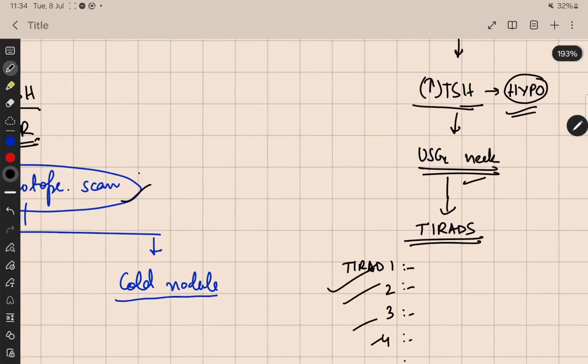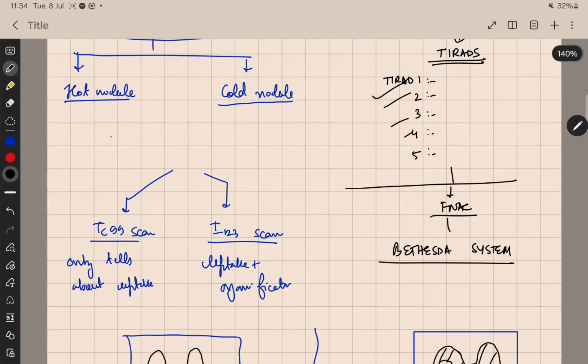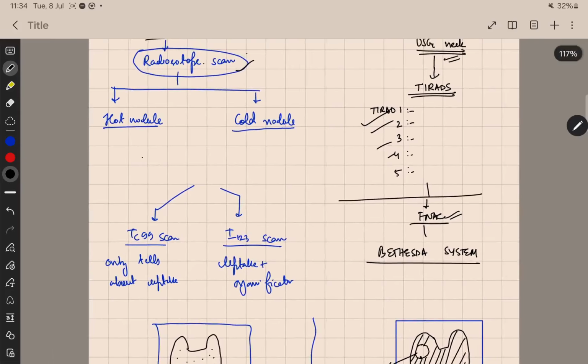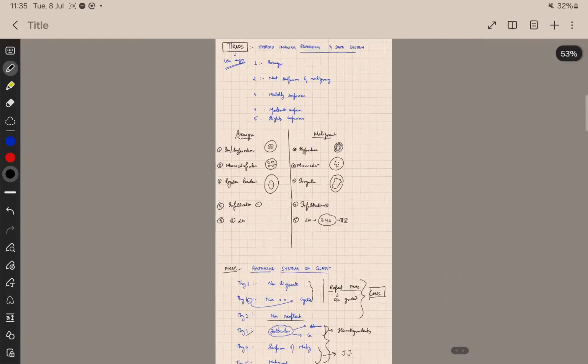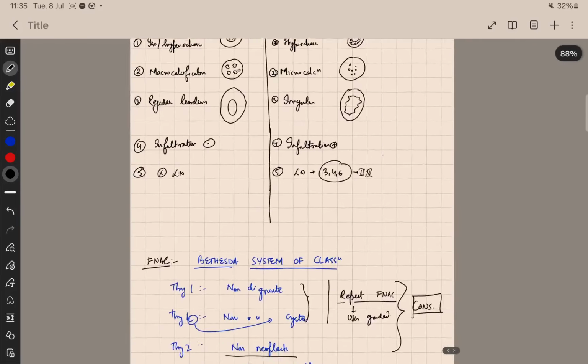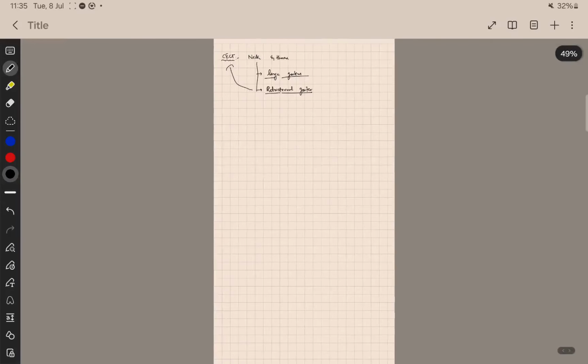Then go for USG neck, and according to that we classify it by the thyroid scoring system that I have told you. And further, after this thyroid scoring system, we have to go for FNAC, and then we have to classify it by the Bethesda system of classification. So these are the classifications of thyroids as well as FNAC. And then we have to go for CECT.